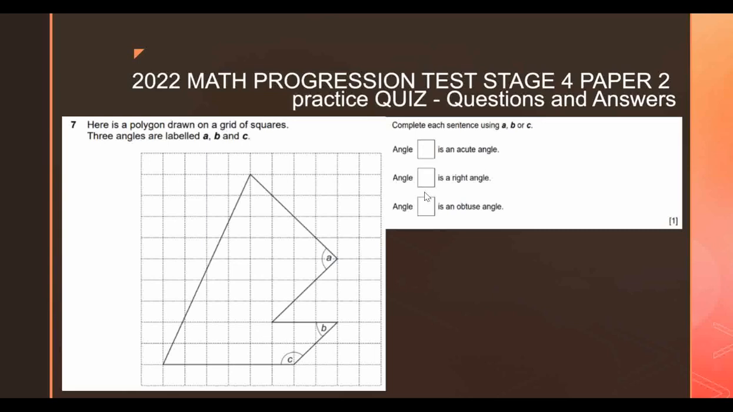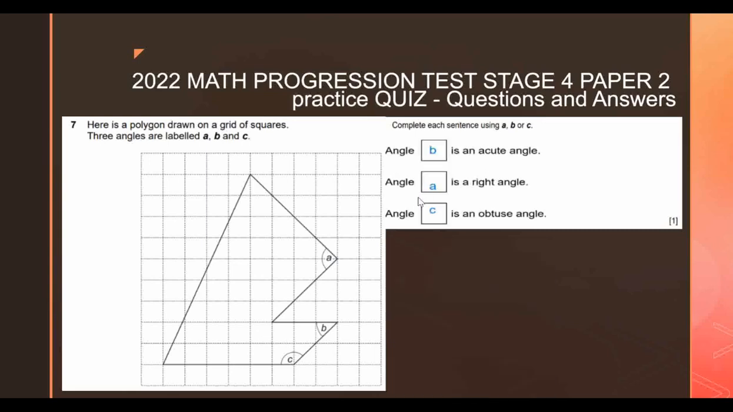Let's see the answer. So we have angle B is an acute angle because it's less than 90. Angle A is a right angle as it is the angle of 90 degree. Angle C is an obtuse angle as we can see that it is more than 90 degree.